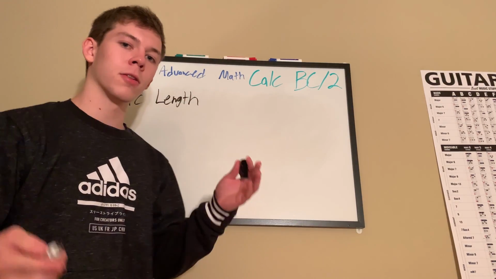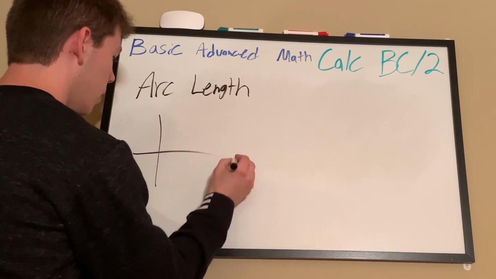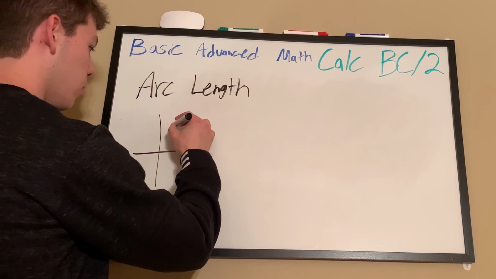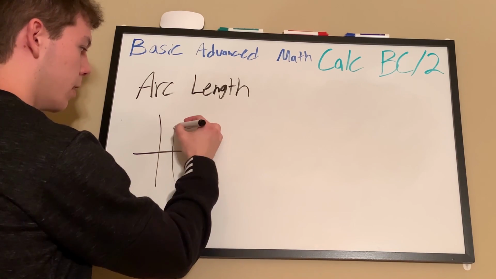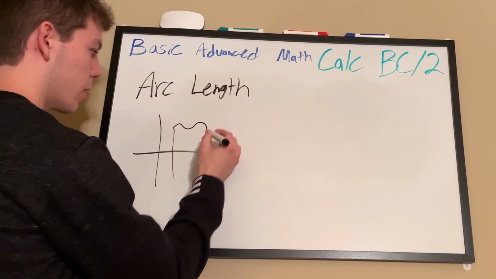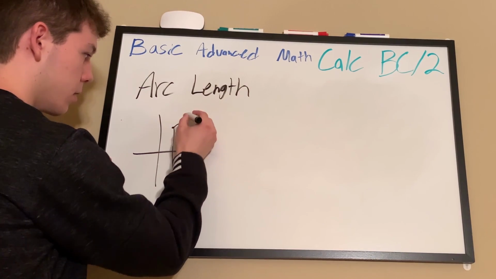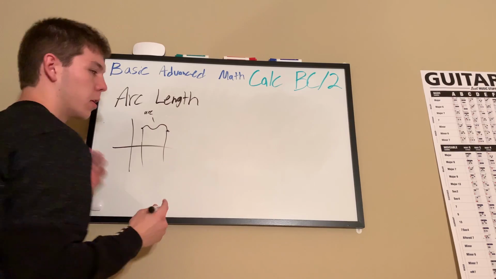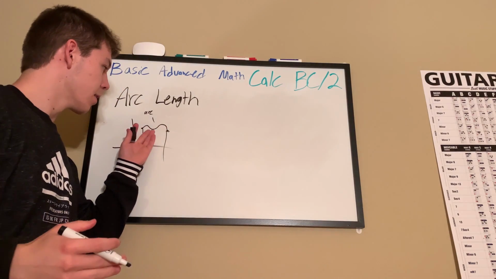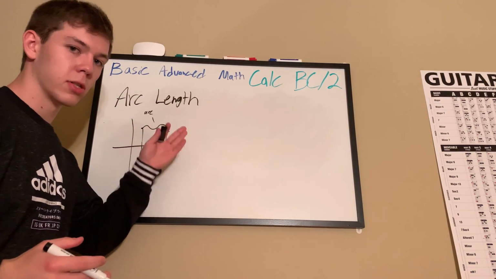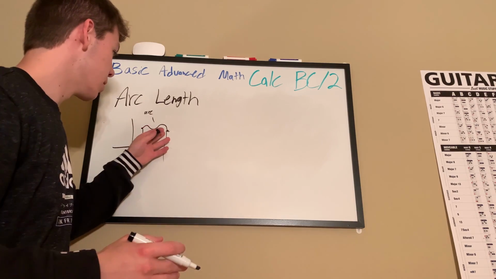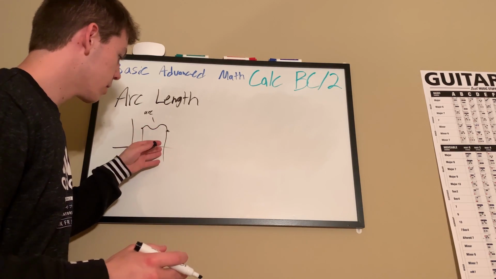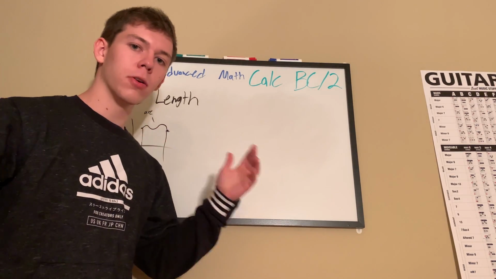So basically what an arc length is, let's say you've got a grid, and right here you have a line, and right here you have a line. In between these two lines, you have an arc. This is called an arc. You want to know the length of this arc in between these two points, x1 and x2. These lines are imaginary. Today we're going to be going over how to do that.